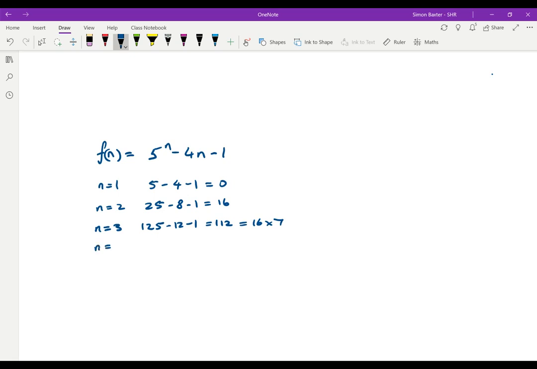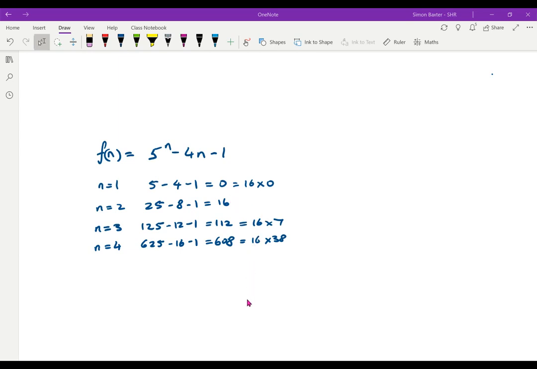Let's look at n equals 4. 5 to the power of 4 is 625, minus 4 times 4, minus 1. That is equal to 608. And that is 16 times 38. Well, if we take the first one and write that as 16 times 0, then each of these numbers, putting n equal to different values, each of them is a multiple of 16.